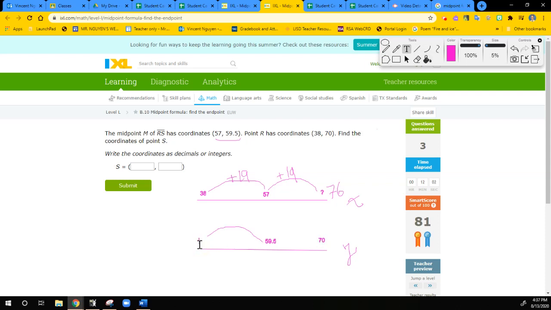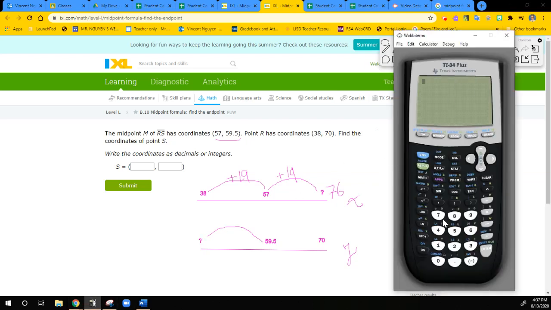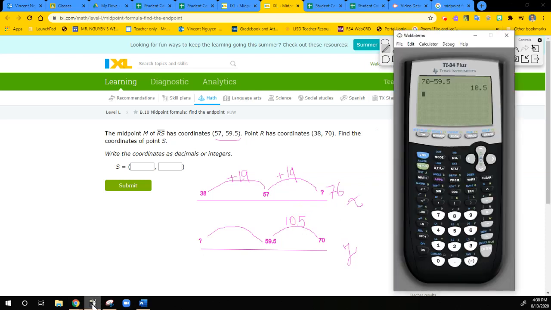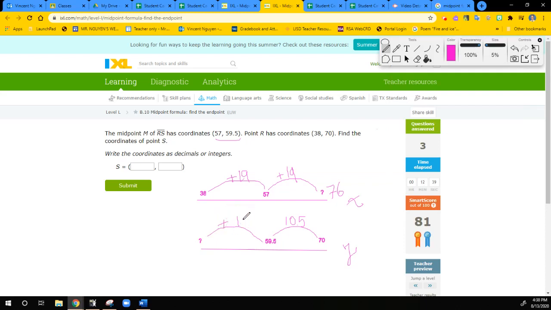And here is the question mark, right? So what's the distance from here to here? Well, that's what we're trying to find out. If I take 70 and I subtract 59.5, because it's distance, it can't be negative, it's 10.5. So I am going from here to here, 10.5 units. And that means whatever this number is, I have to add 10.5 to get to 59.5.